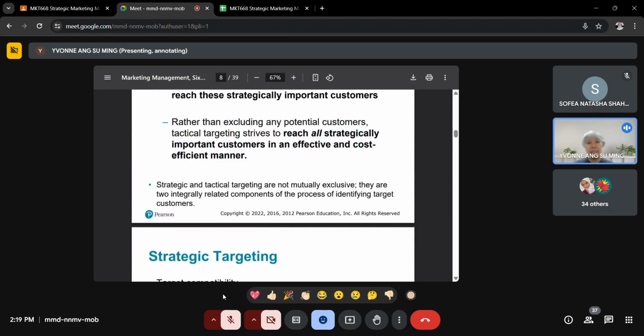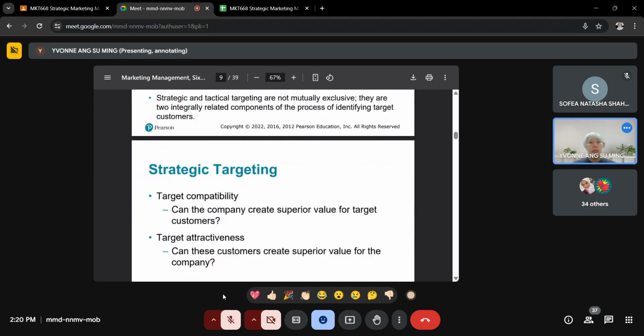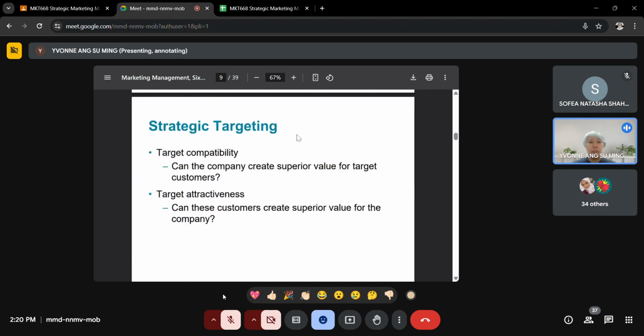So strategic dengan tactical ni adalah benda yang wajib kena buat dan dia bukan mutually exclusive. Maksudnya dia bukan dua benda yang separate. Rather, lepas dia dah pilih dia punya strategic punya segment, then after that dia akan buat tactical punya targeting to find out, okay, now how are we going to reach the segments that we have already chosen. Okay? Okay. So when they're looking at strategic targeting, okay, how do they think about it?